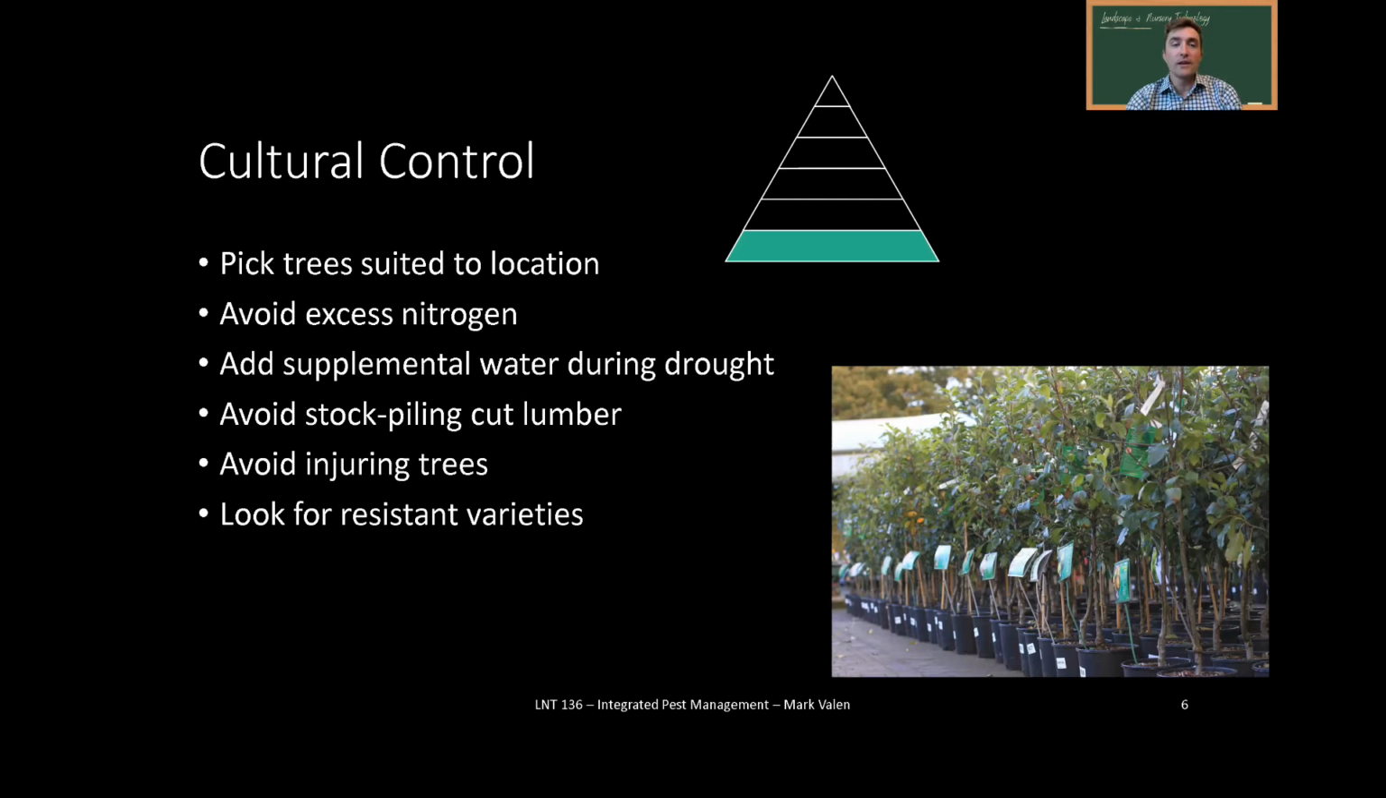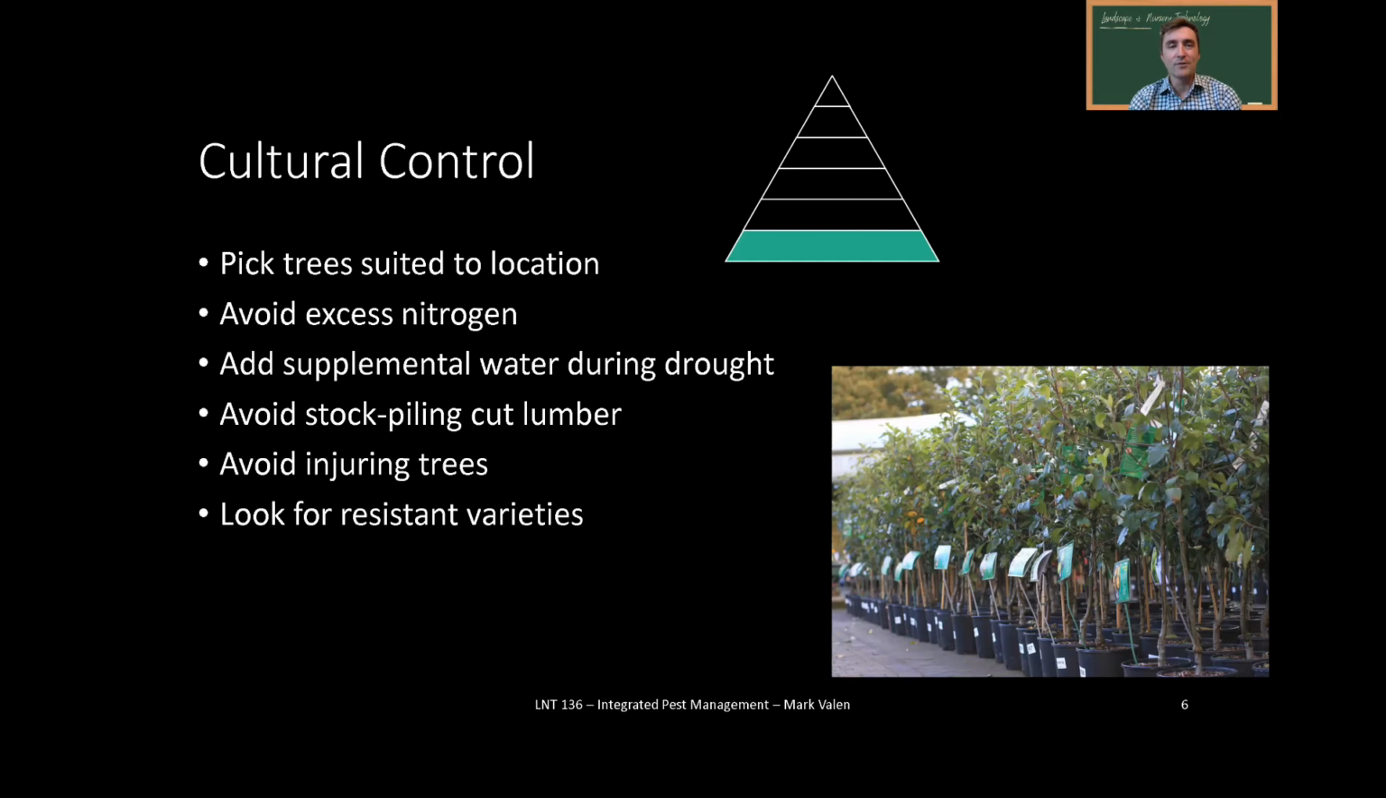Another thing we can do is avoid excess nitrogen, or avoid putting too much fertilizer on the landscape, because that excess nitrogen is going to lead to sweet, tender leaf growth that most of these invertebrate pests are going to be attracted to even more. And so if we don't over-fertilize, we also will limit the ability of pests to attack our trees and shrubs.